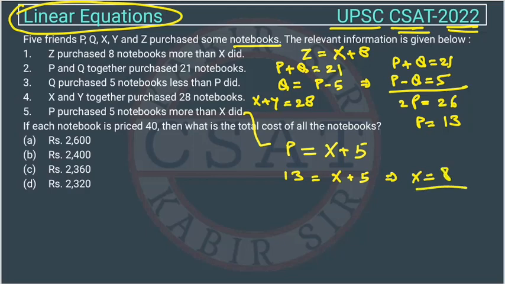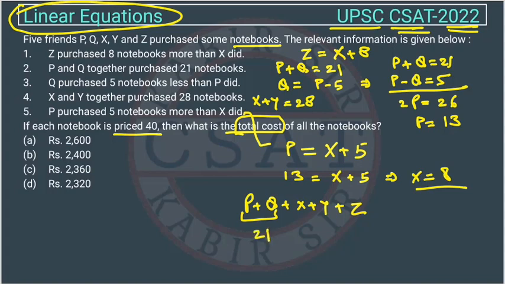Right, so now he is asking if each notebook is priced 40, then what is the total cost of all the notebooks? So what do we need? We need P plus Q plus X plus Y plus Z, right? So this is the total notebooks. P plus Q is 21, right? X plus Y is how much? X plus Y is 28, right? And they are asking what? Z. So Z is how much?